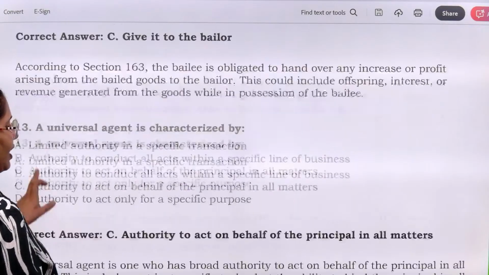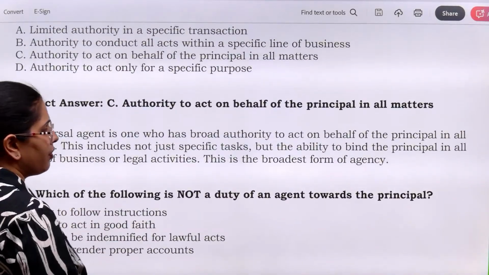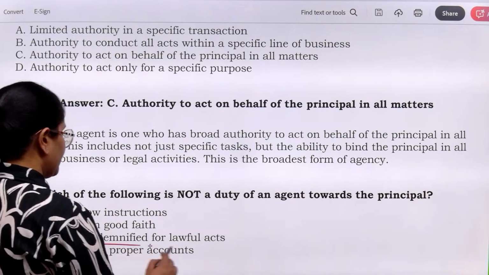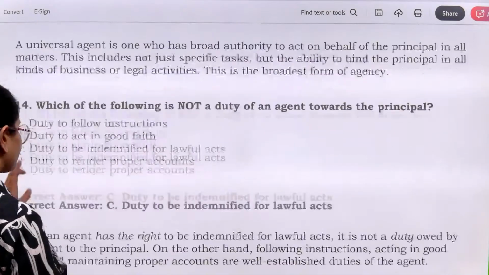This is what the characteristic of universal agent is. Which of the following is not a duty of an agent towards the principal? क्या duty नहीं है? So, duty to be indemnified for lawful act. This is not the duty.